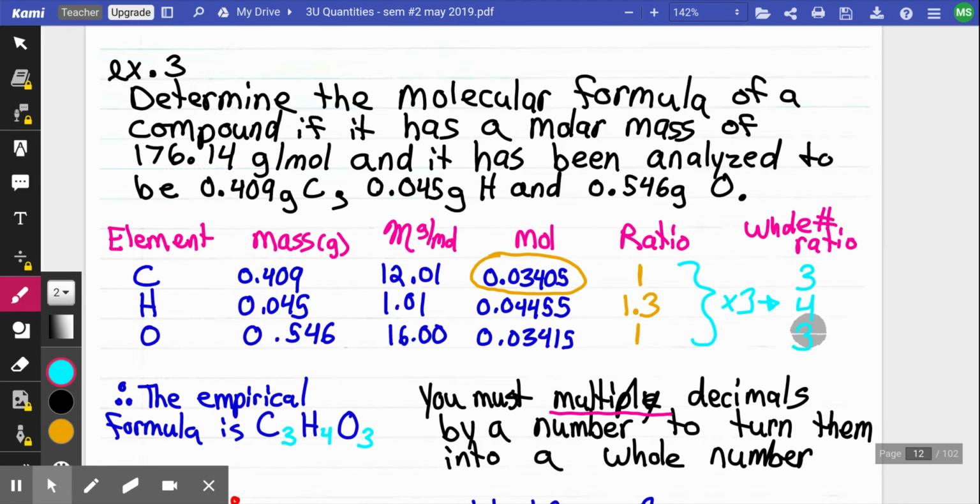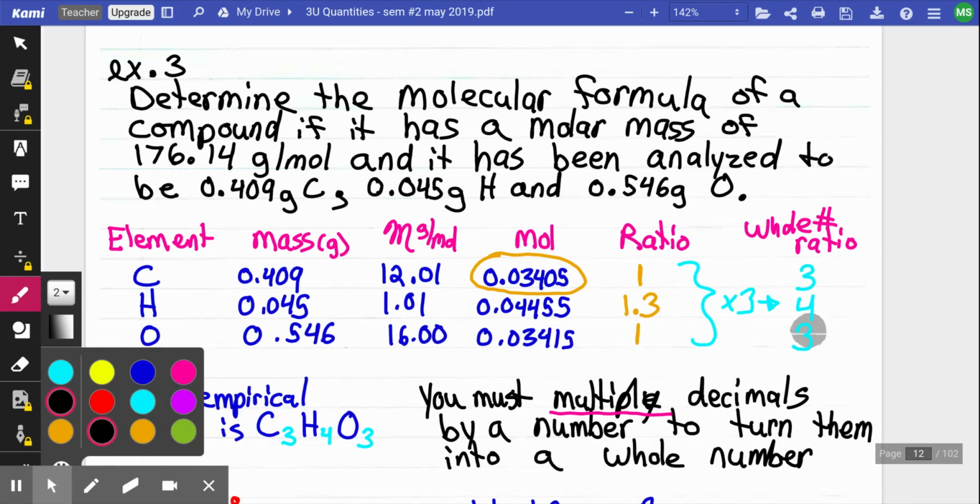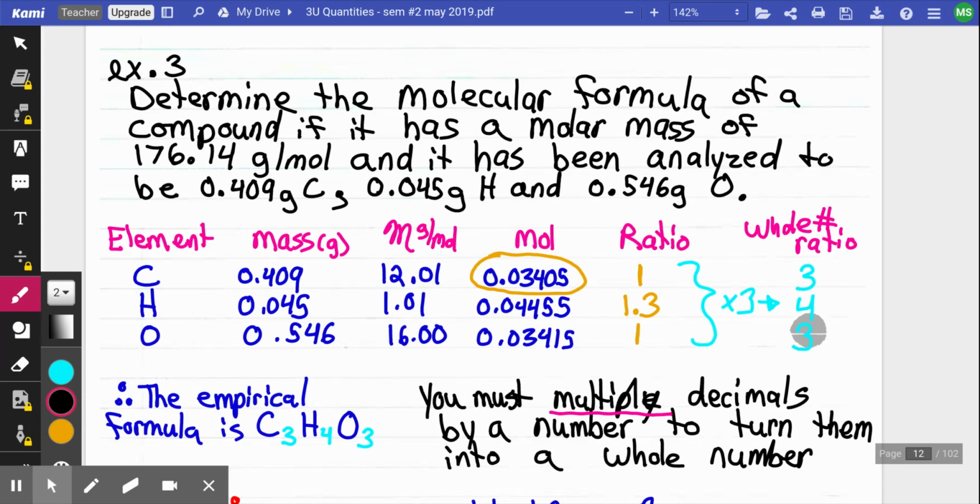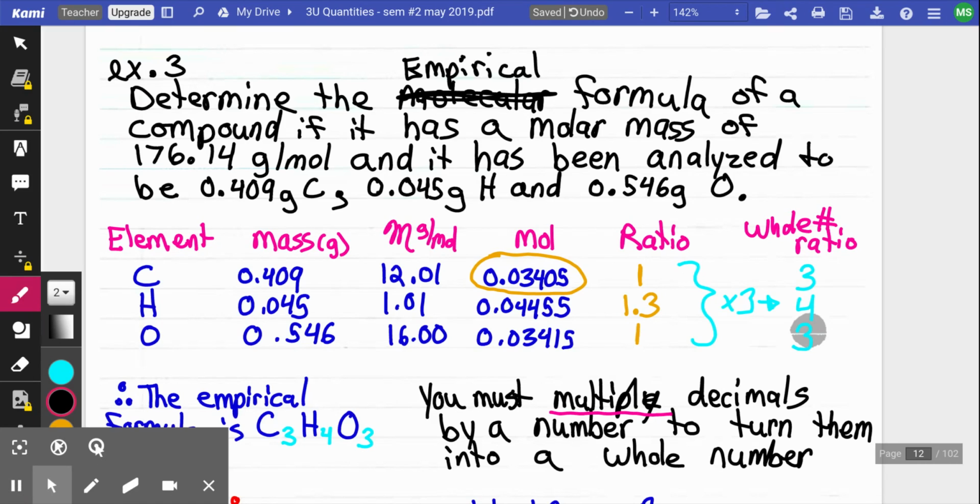Actually, I think we're just determining our empirical formula here. We want the empirical formula of our compound. It gives us a molar mass, and we're not concerned about that right now, but it gives us some mass information. So it has 0.409 grams of carbon, 0.045 grams of hydrogen, and 0.546 grams of oxygen.